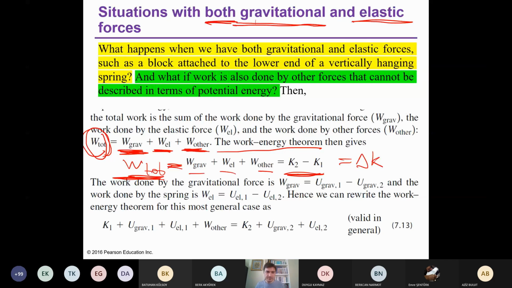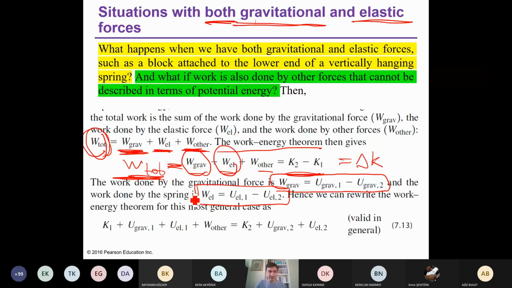We have already done it. And instead of elastic work, the work done by elastic forces, you can use this one. So put them here: K1, U gravitational 1, U elastic 1 plus V other is equal to K2, U gravitational 2 plus U elastic 2. Okay, don't forget this formula. Keep always in your mind.